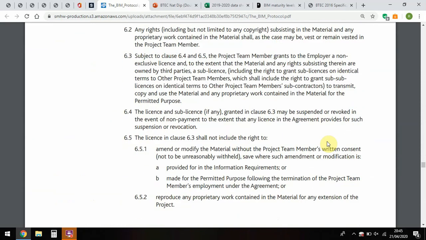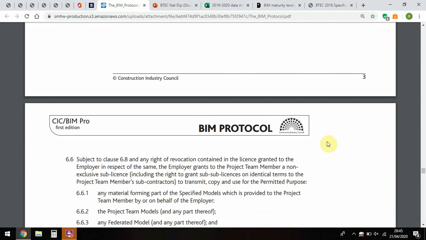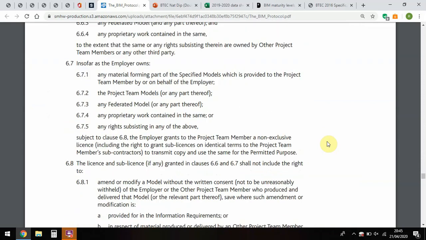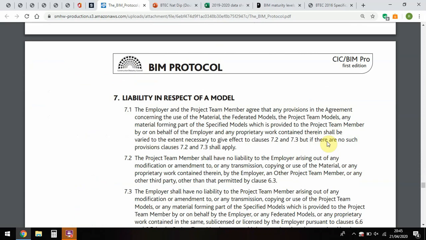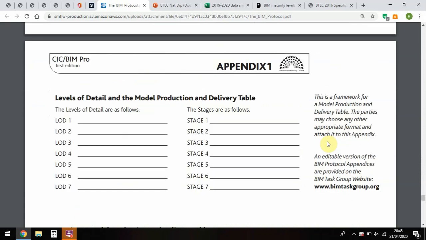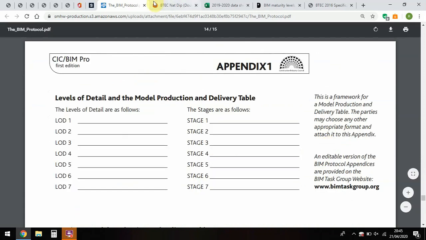It's really important to read these because when I'm saying the BIM protocol sets out rules for who can do what and what can be done, these are the rules. These are who can do what and what can be done. So that's really important for you to have a read through these for me, just to make sure you understand what this BIM protocol does, how it is so helpful.